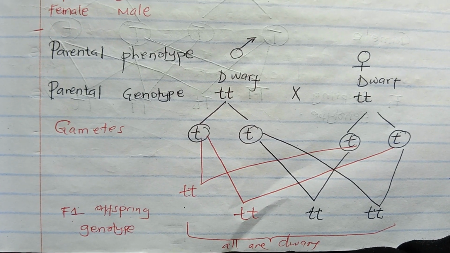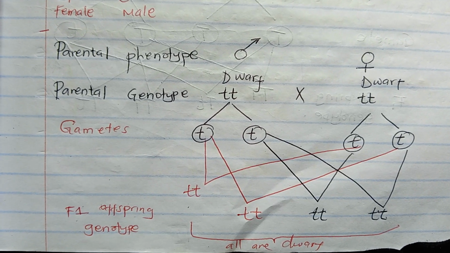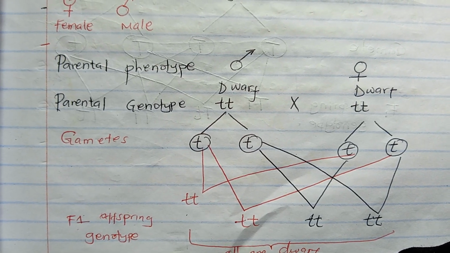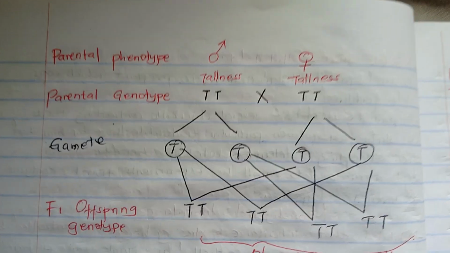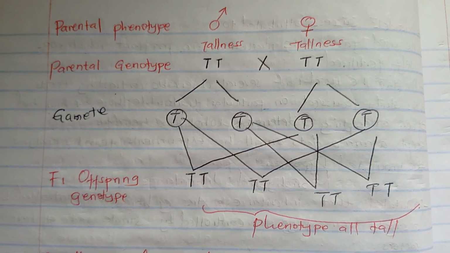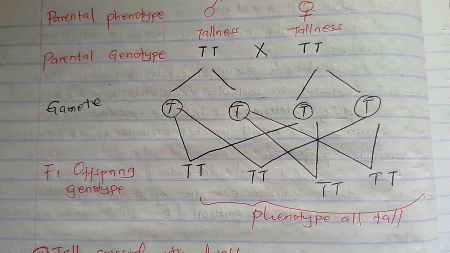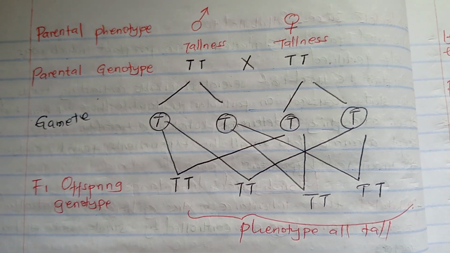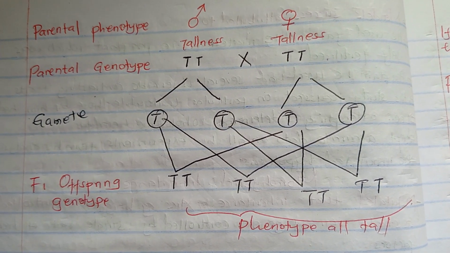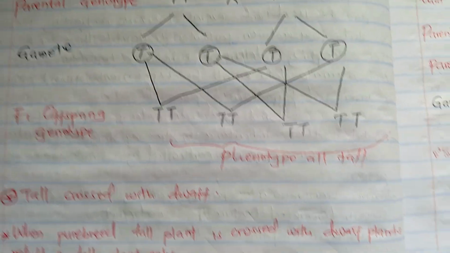You can see in the first filial generation, all the plants that resulted were dwarf. He crossed purebred dwarf with dwarf plants, and therefore it resulted in dwarf plants. When he crossed the tall plants with the tall plants, of course it resulted in all tall plants. You start with the parental phenotype, male and female, tall, then the genotype like that. Gametes, you separate them and circle them, and then you write the phenotype. All of them were tall.